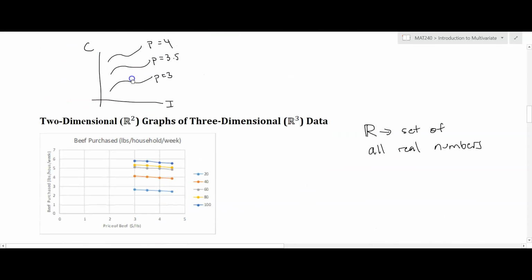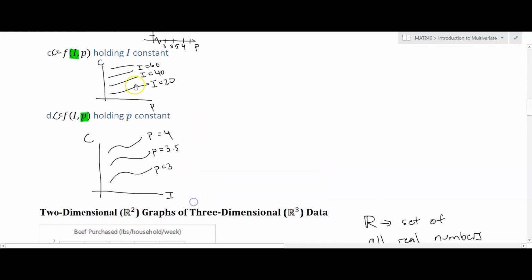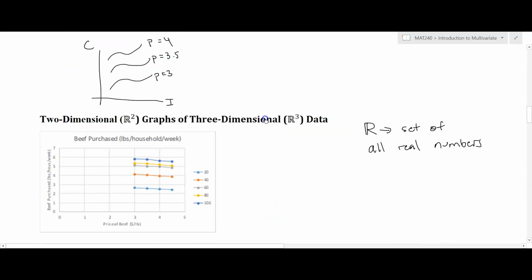We are holding the income constant. So what we're looking at is letter C. Here we are holding income constant. The reason we know that is because the two axes are the variable axes. This is the price axis. This is the consumption axis. And so we just have one graph or one function per income.